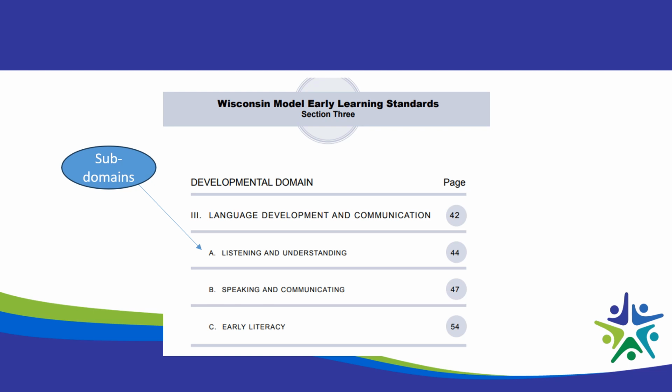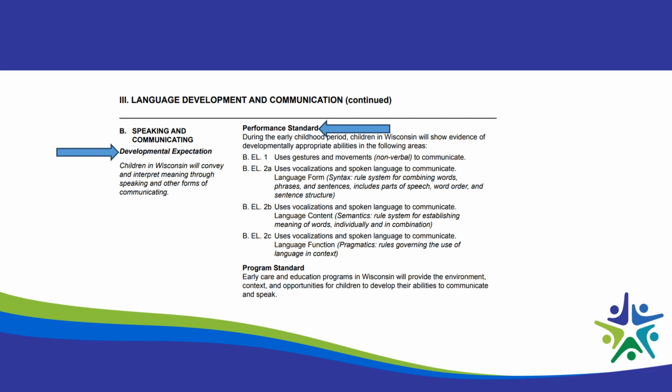Within that developmental domain of language development and communication, there are 3 subdomains: listening and understanding, speaking and communicating, and early literacy. Let's say for my application activity, I'm going to explore the speaking and communicating subdomain a little bit more. I can see on the left-hand side, there's a general developmental expectation. And then on the right-hand side, there are some performance standards. And these outline what we would like our students to be able to do.